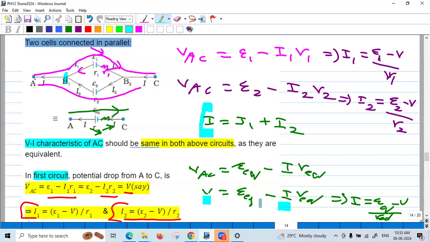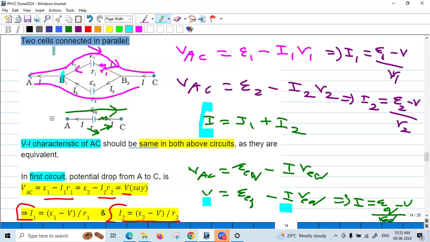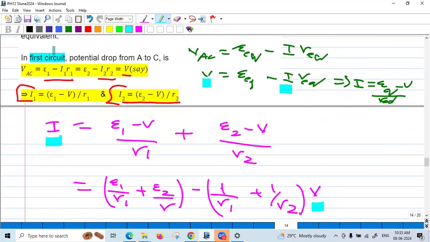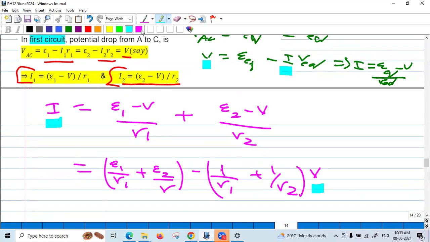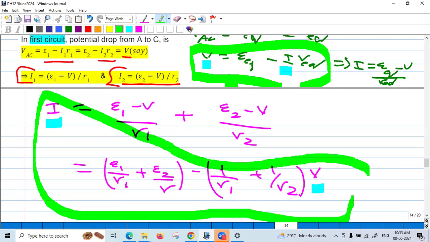If I take these two and compare, these two equations, these two VI characteristics should be the same, because that's what I want, right? The original circuit's equivalent should have the same VI characteristics. This is the VI relation for the equivalent circuit, and for the original circuit, this is the VI relation. So these two should represent the same VI characteristics.